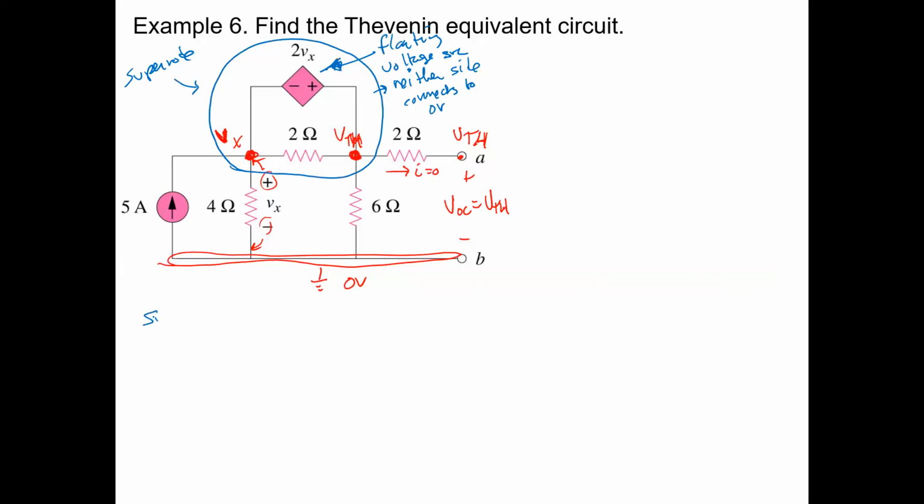So the supernode equation for Vx and V Thevenin says, well, let's see, we've got the current entering. We've got 5 amps entering. You've got 0 minus Vx over 4 entering. Plus, that's this current, you've got 0 minus V Thevenin over 6. And Isaac, what's the last current?